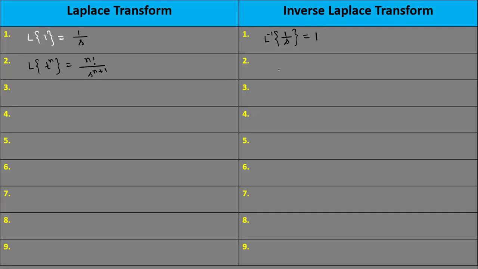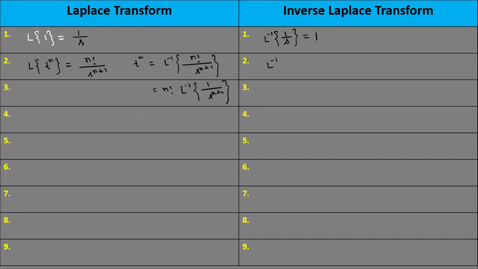Similarly, if you apply Laplace inverse to both sides of this equation, you get t to the power n equals Laplace inverse of n factorial divided by s to the power n plus 1. Under Laplace inverse, you can write only the function of s, so obviously you can take this n factorial out of the Laplace inverse operator. So you can write this equals n factorial Laplace inverse of 1 by s to the power n plus 1. Yes or no?